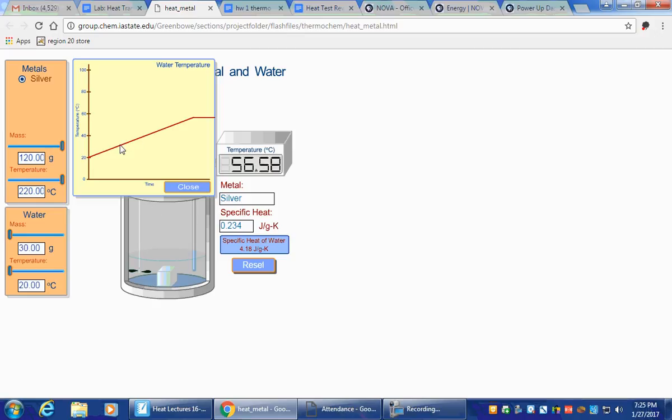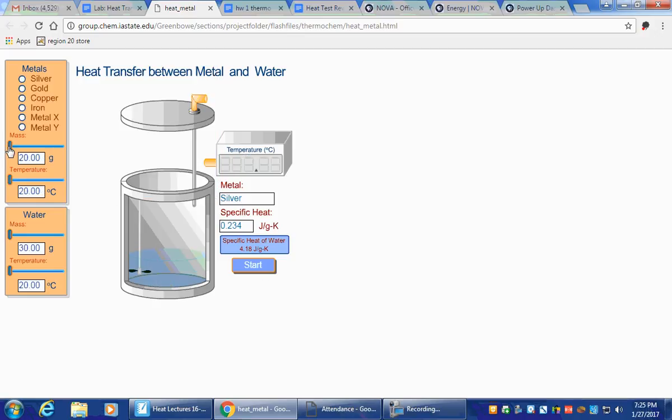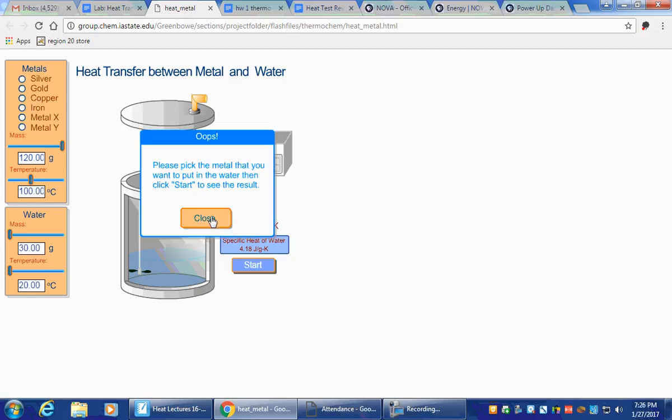So notice the steepness of the curve. But look what happens if I were to not make the temperature 220, but maybe just 100. So let's look at the steepness of that curve. And do you think it's going to reach equilibrium faster, or do you think it's going to cool down? Do you think this metal is going to cool down slower or faster? So let's look at the steepness of the curve.